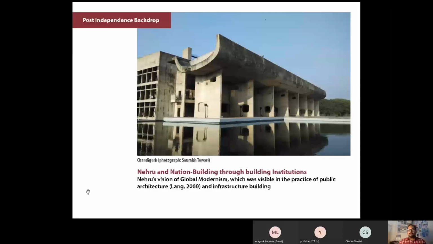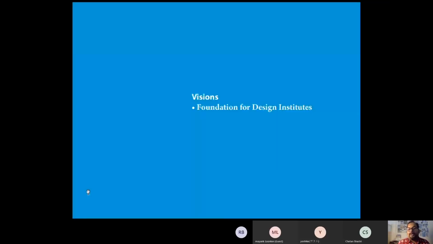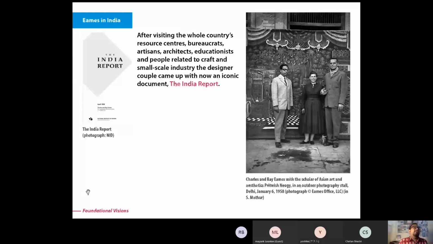Post-independence, things changed with PM Nehru coming in and looking for a very modern, international, outward-looking outlook. So all the things which were looking within took a backseat, and then this aggressive modernism emerged. I mean, this is quite a popular case study in Chandigarh by Le Corbusier here.